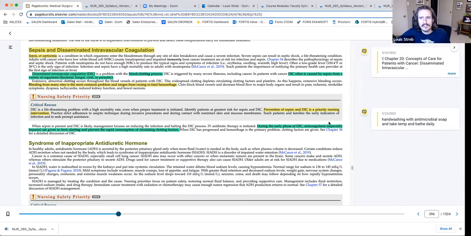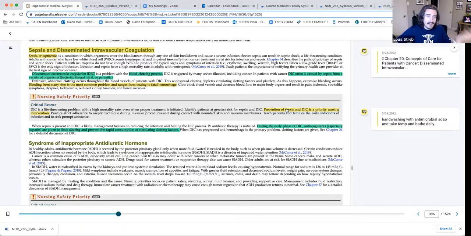But I want you to also understand, when you're thinking about sepsis or DIC, what does it say right here? That prevention of sepsis and DIC is a priority nursing intervention. So we're thinking about DIC is often caused by sepsis. They kind of go hand in hand. We think about cancer. Washing hands with antimicrobial soap. Make sure you're taking your temp daily. Making sure you're bathing daily. These are things that you can talk about with patients who are maybe septic or have a lower immune system. It's a great way of preventing this.